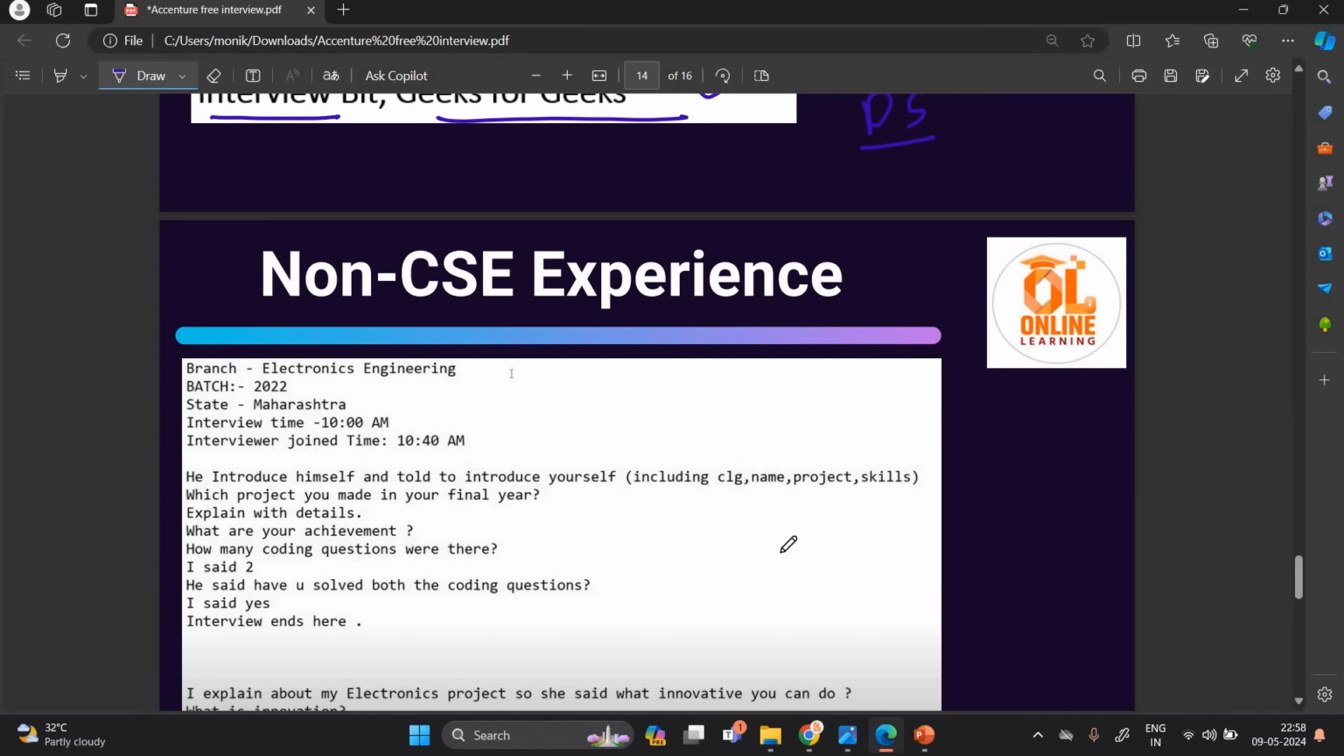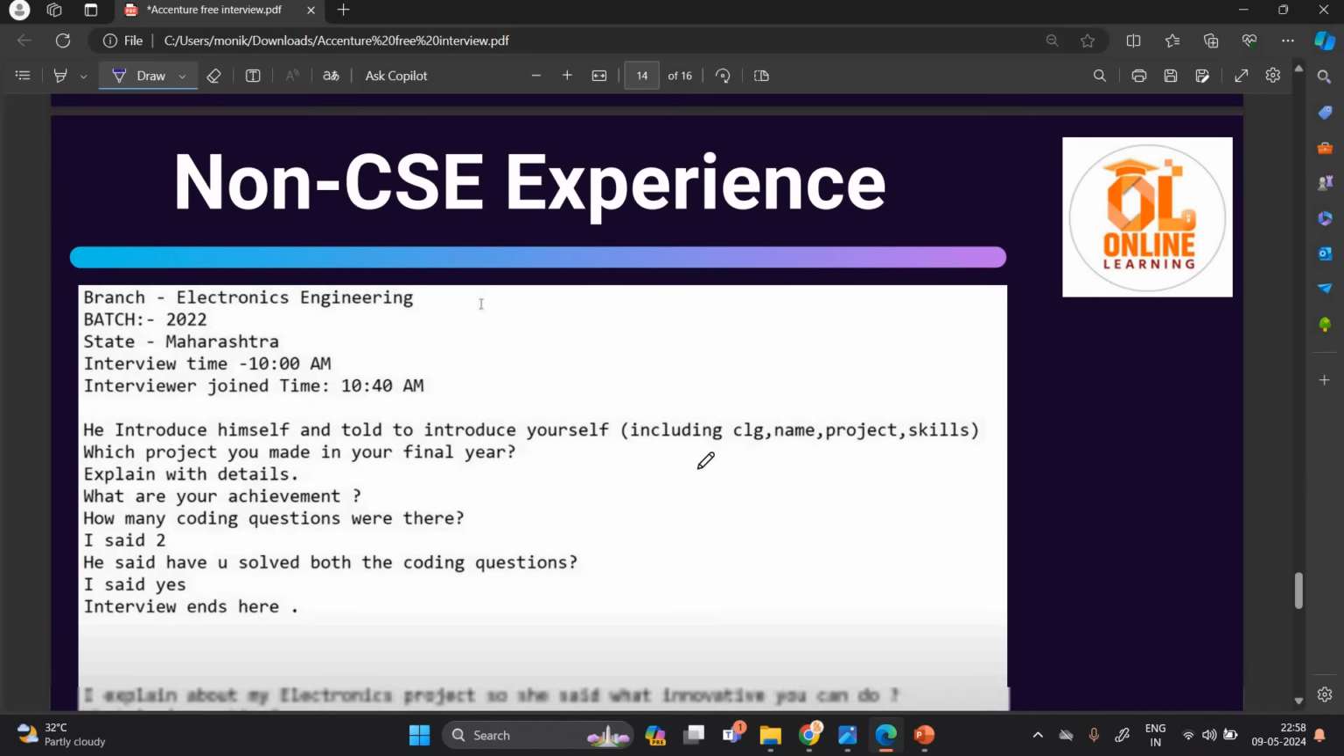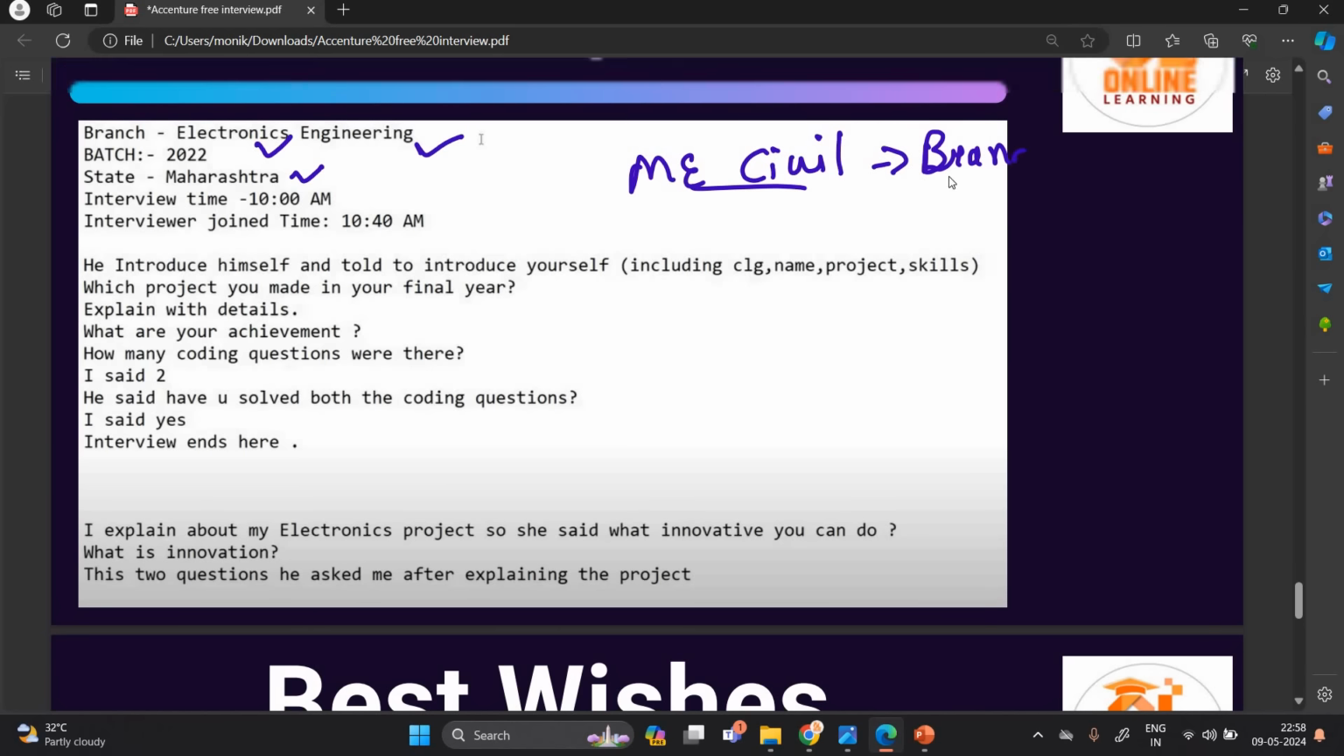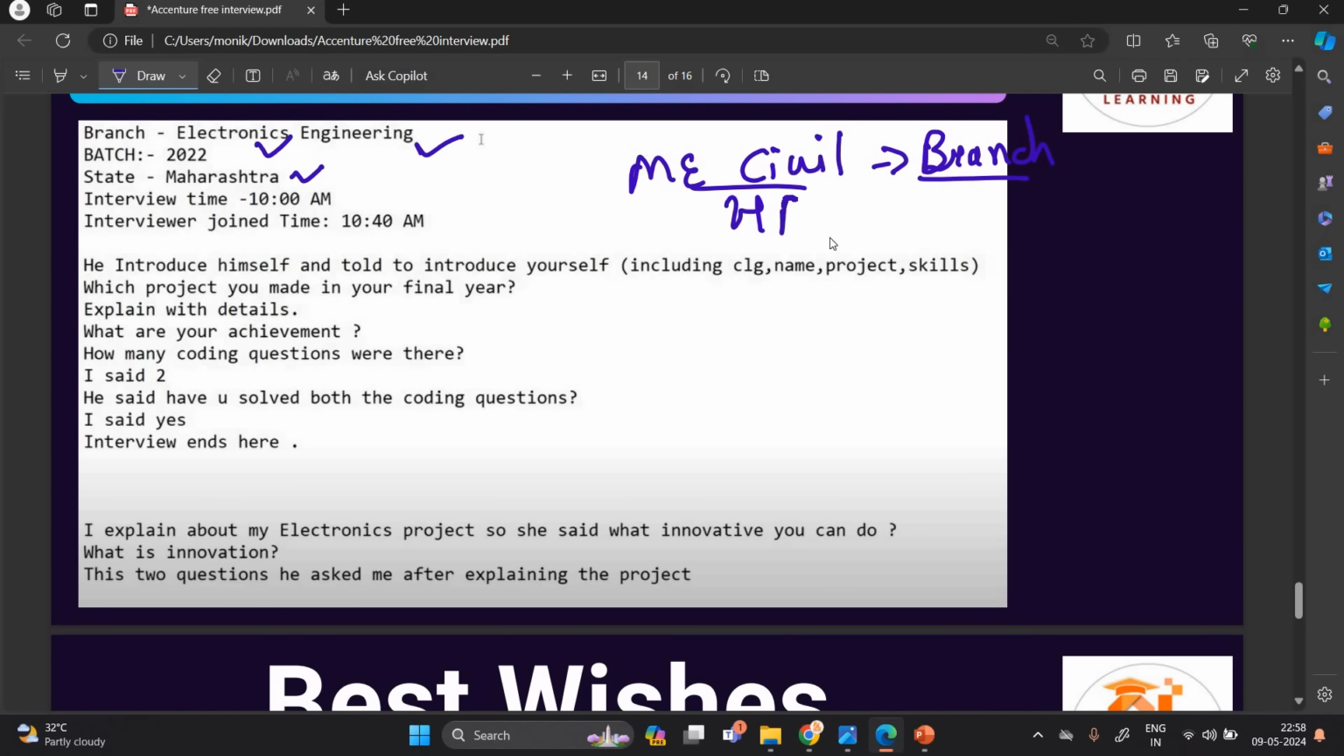This is non-CSE experience. Okay, basically this is related to 22 batch. Maharashtra is the state, electronics engineering. Okay, if you are from mechanical, civil or any other branch, guys, be ready with your branch related project, because most probably your interview will go for HR and HR interview questions, projects and your resume.